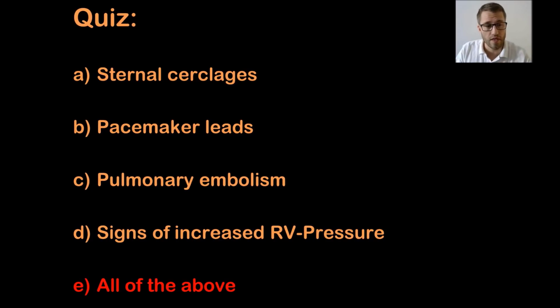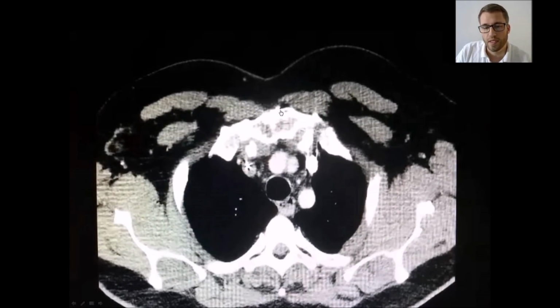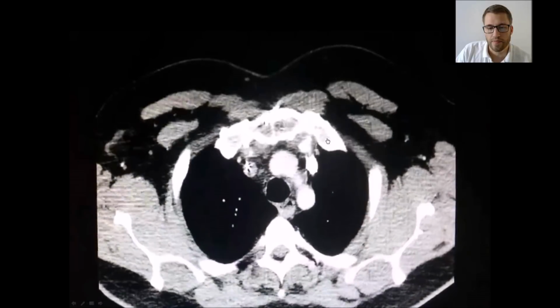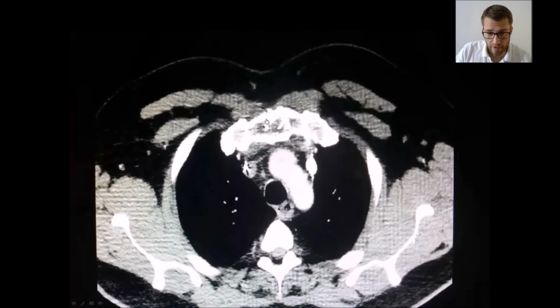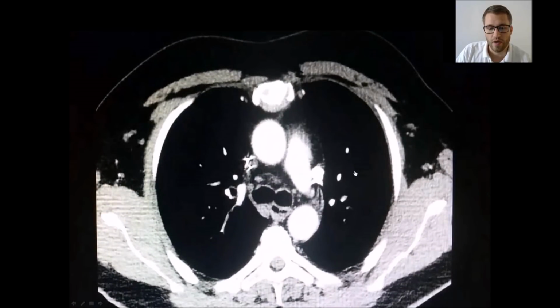We can see all these things here, A, B, C, D, and I'll show you where to find them. If we go through here in the sternum, there we see some gleaming structures, and these are sternal cerclages. They make some gleaming artifacts here. So, sternal cerclages in the sternum. And look here, the vena cava superior. We already see some pacemaker leads going from cranial to caudal down here.